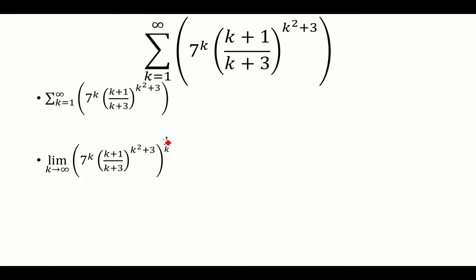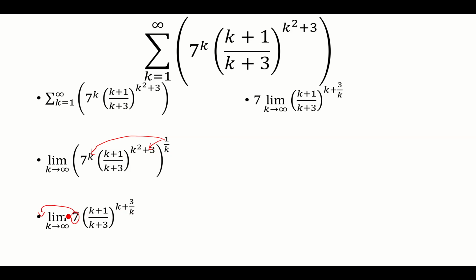So the 1 over k is going to multiply the k here and then the k squared plus 3. So that gives 7 because the k's cancel. And then we're basically going to divide k squared plus 3 by k to get k plus 3 over k. Now this 7 will just come outside.